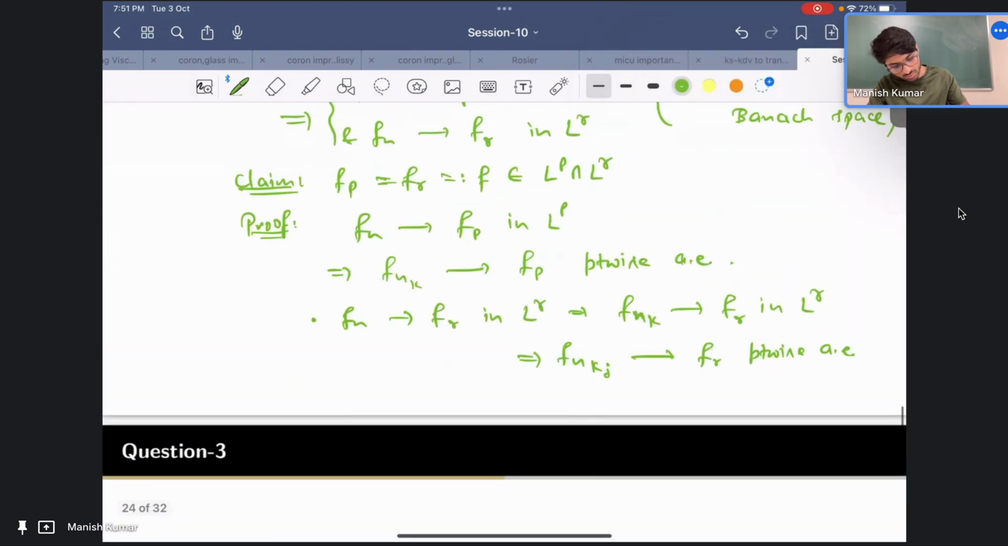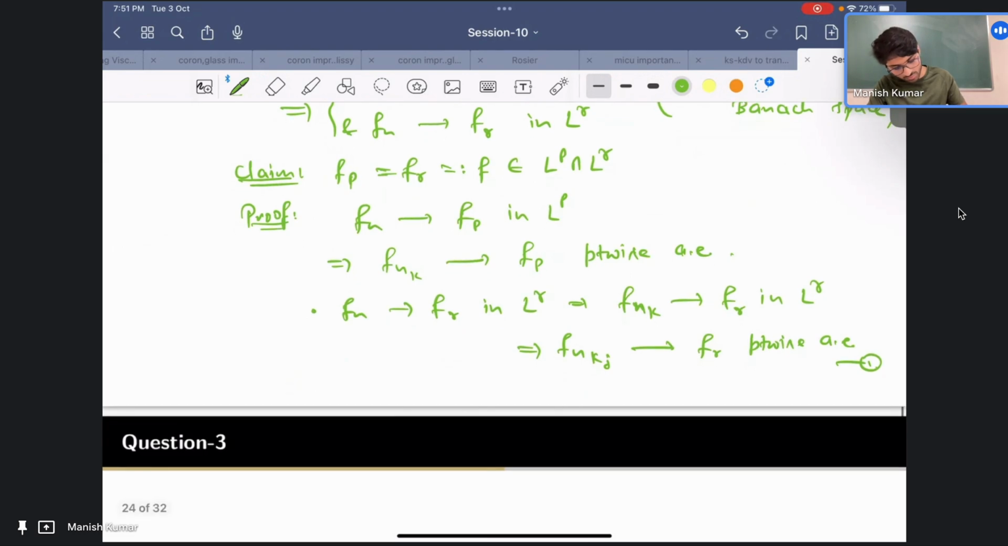This is one, and you also know that f_{n_k} converges to f_p pointwise. This would imply that any subsequence you take will also converge to f_p. So f_{n_{k_j}} converges to f_p pointwise as well.